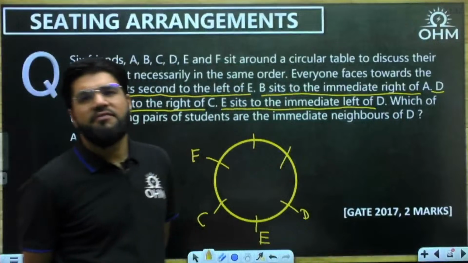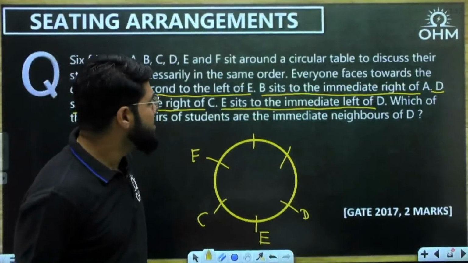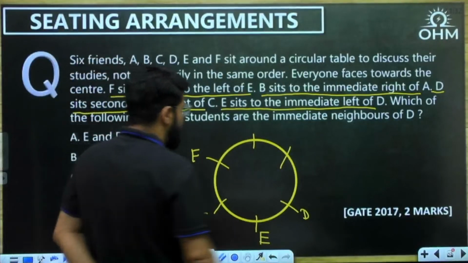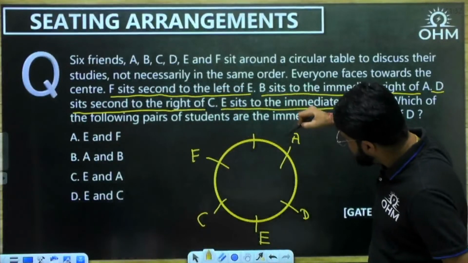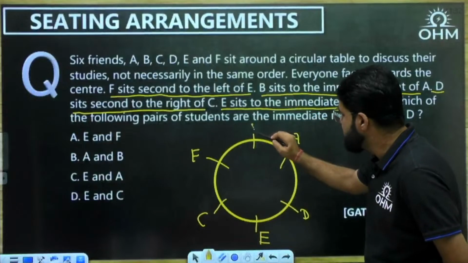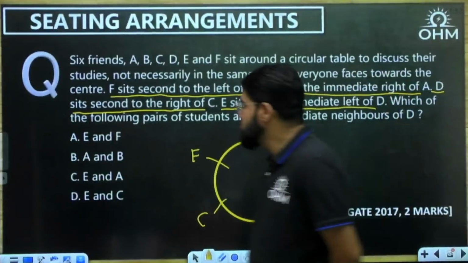Only two places are left, for B and A, where B sits right of D, immediate right of A. So this must be A, because A is facing center, and this must be the right side. That is B.